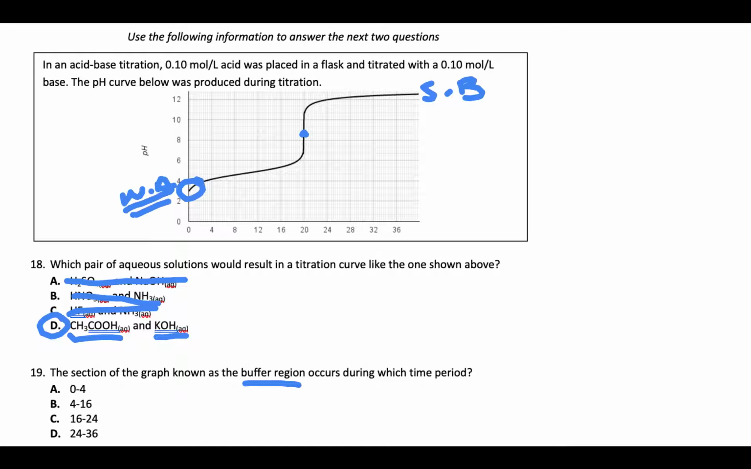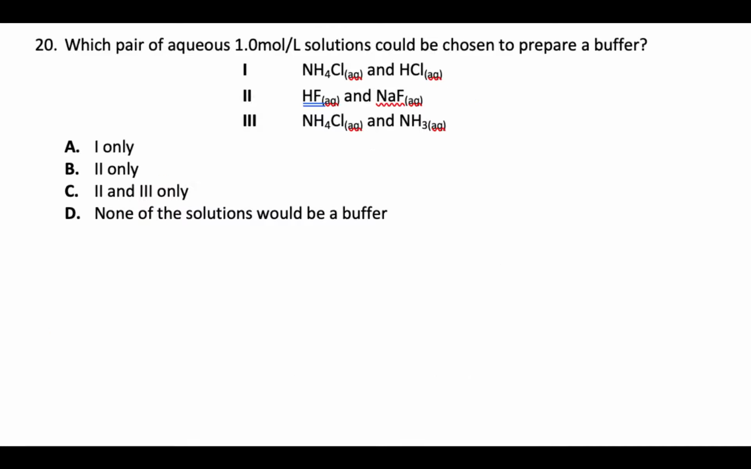You have a weak acid present, so your buffer region would be that area that's resisting that change in pH until it can't. So that looks like this is between 4 to 16.